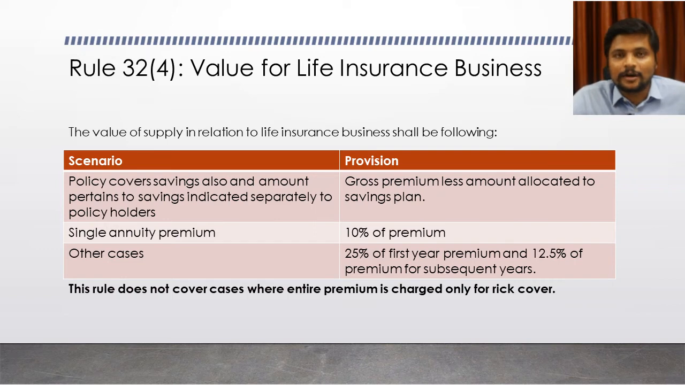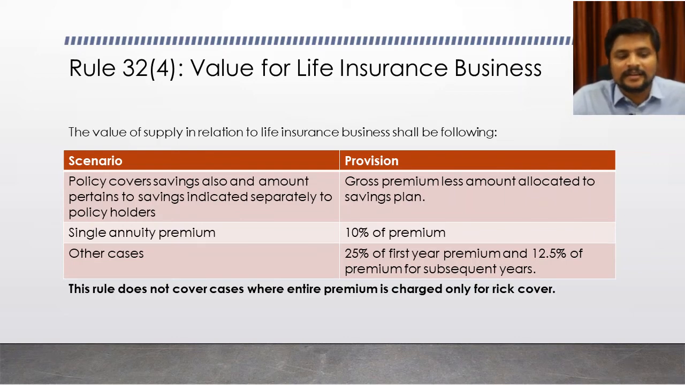In that case, how is the value for this insurance business to be determined? It is nothing but the gross premium less the amount allocated to the savings plan. It means the total premium charged minus whatever amount is allocated to the savings plan will be the value of service provided for this life insurance business. Because whatever premium is relevant for the savings plan will not form part of this life insurance business at all. So that has to be deducted.